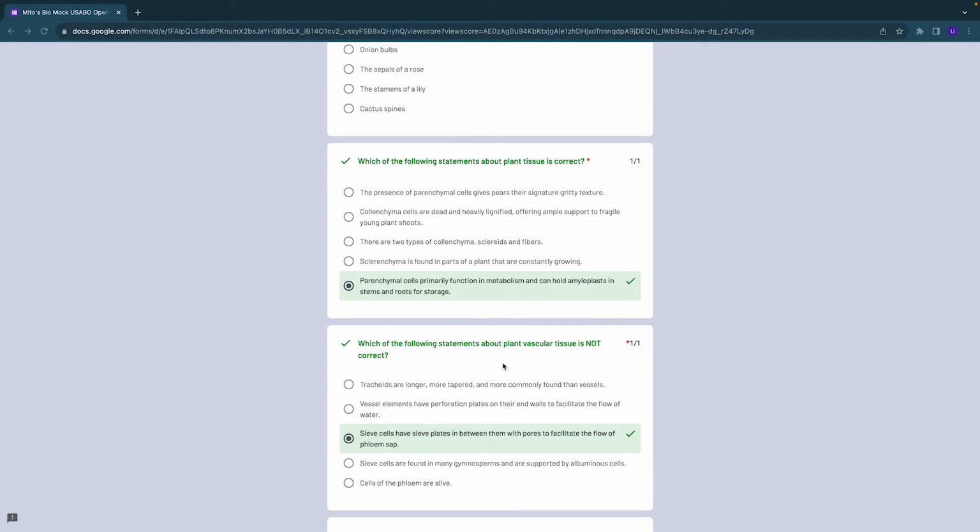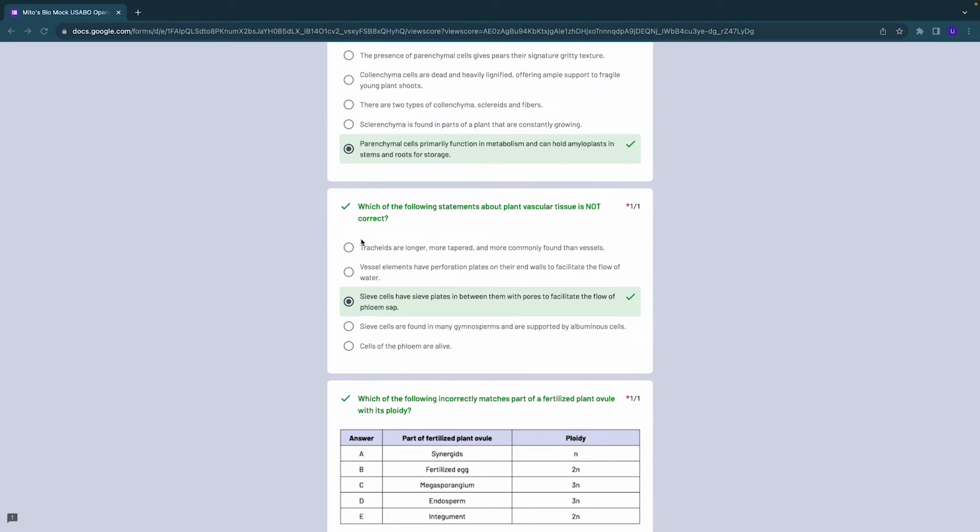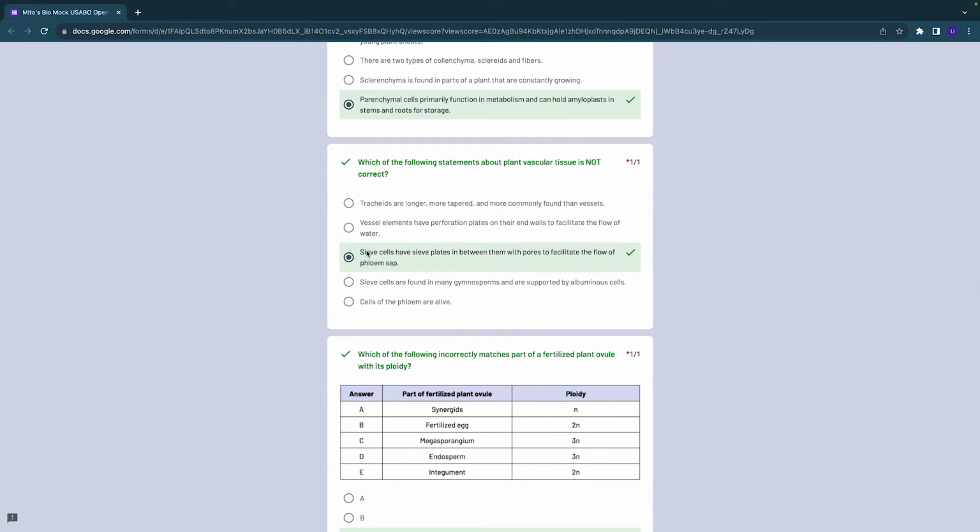Which of the following statements about plant vascular tissue is not correct? So this is correct. This is as well. So here it's not sieve cells that have them, it's sieve tube elements. And usually for phloem and xylem, the names of cells that have elements in them, those are the ones that are mostly used by angiosperms, so like sieve tube elements, vessel elements. So yeah. Sieve cells are found in gymnosperms and are supported by albuminous cells. Cells of the phloem are alive.